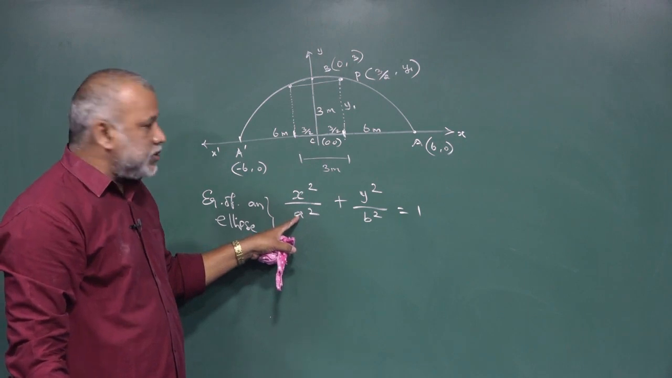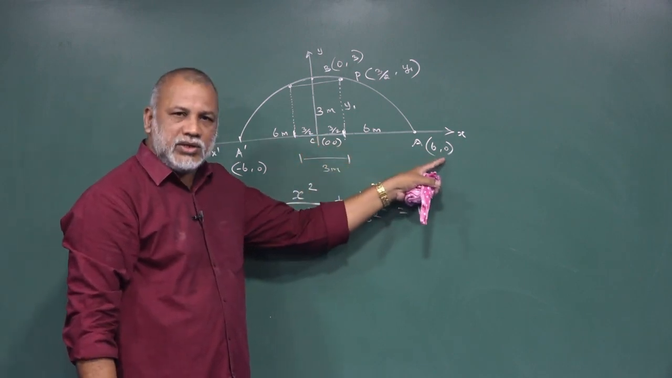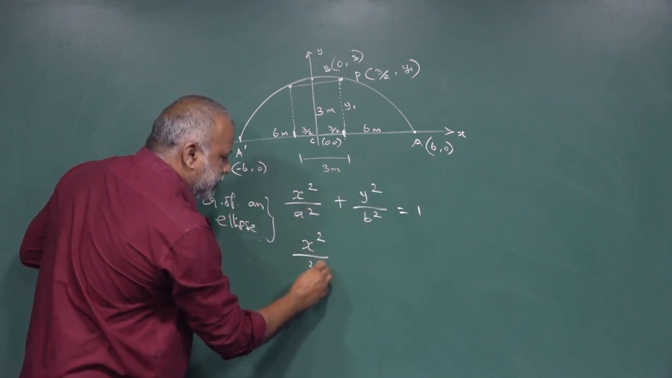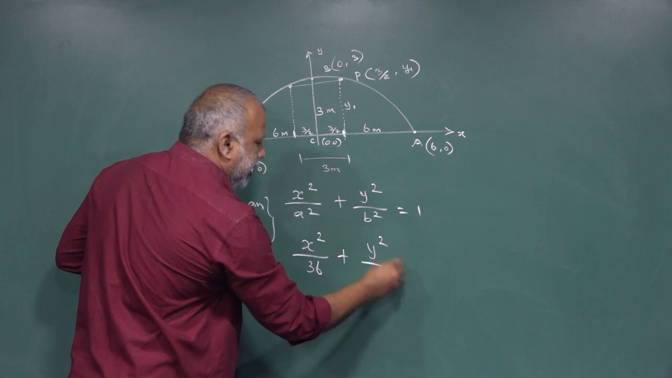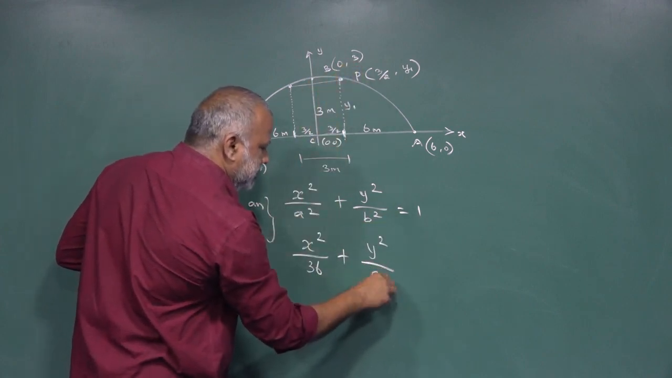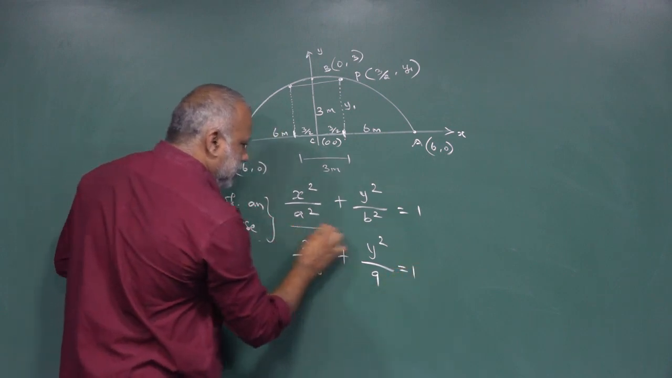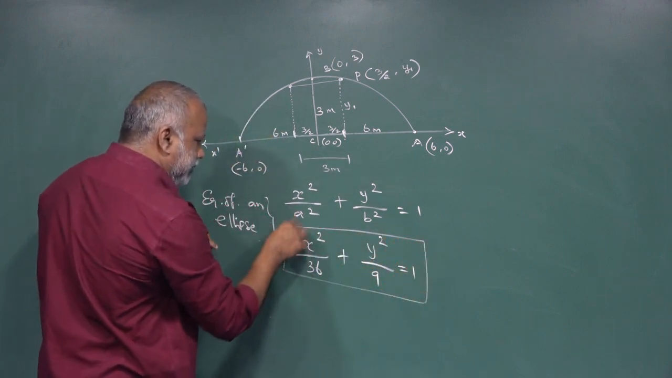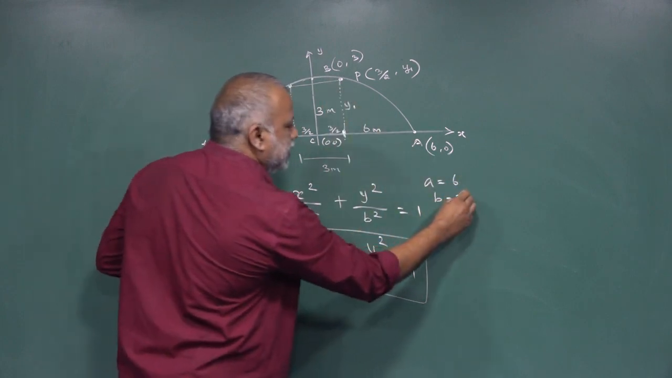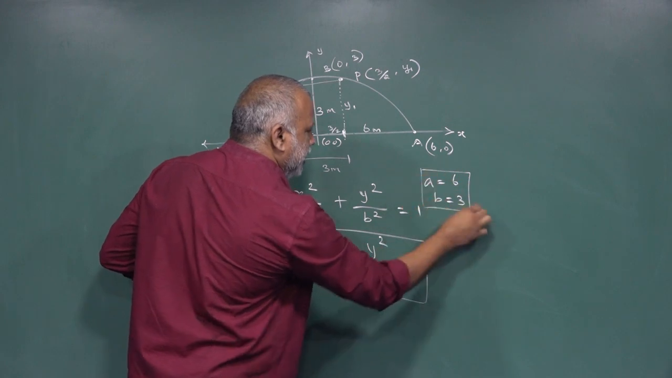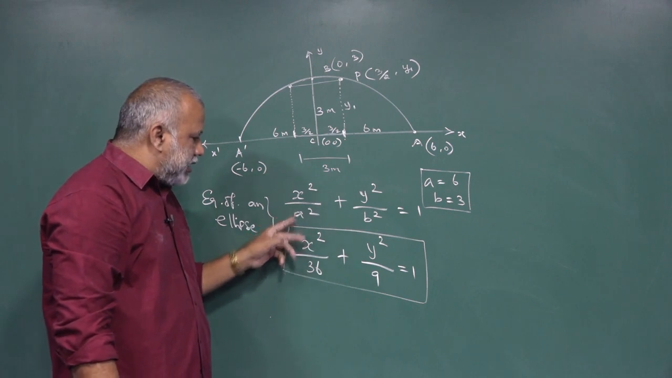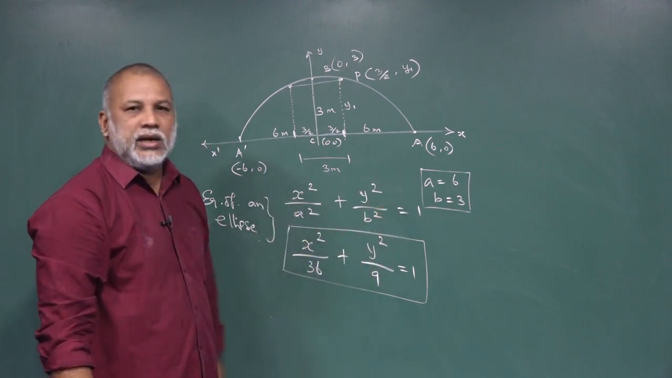Here we know the value of a. See, this is 6 comma 0. So I can write like this: x squared by 6 squared, which is 36, then y squared by b squared. That means 3 here, 0 comma 3. 3 squared means 9. We can say equal to 1. This is the equation of the ellipse. Here a equal to 6, b equal to 3. These are the given data. So we are able to take a equal to 6, b equal to 3. Now use here a squared 36, b squared 9.